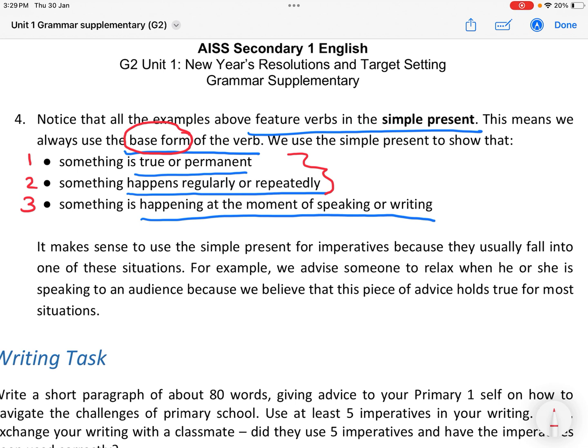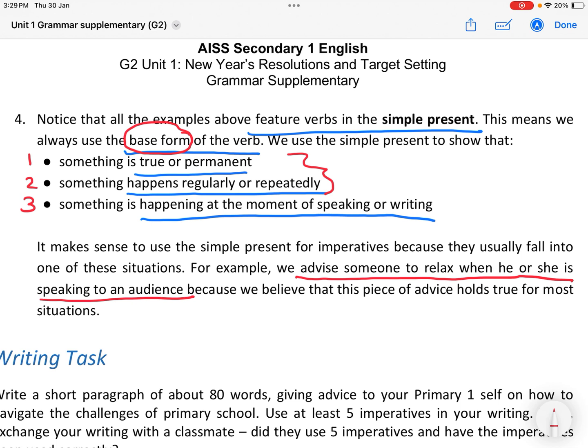For example, when we advise someone to relax when he or she is speaking to an audience, we do this because we believe that this holds true for most situations, right? So this is always true. It's a universal truth. When you are speaking to an audience, you tend to relax. So it happens most of the time. In other words, it should happen most of the time. So that is the reason why the verb has to be in the present tense.